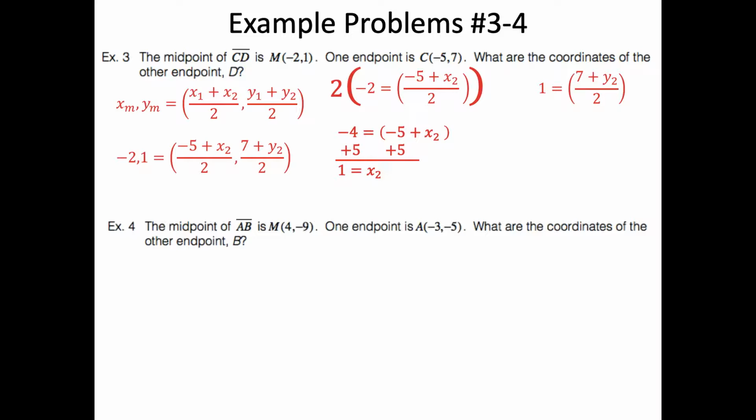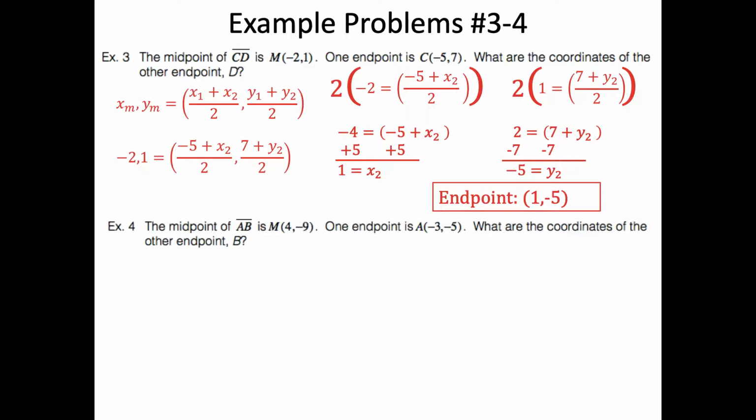1 equals (7 plus y2) over 2. Multiply the whole thing by 2, so the 2's cancel, and I'm left with 2 equals 7 plus y2. Subtract 7 from both sides, and I've got y equals negative 5. So now I know the endpoint is (1, negative 5).